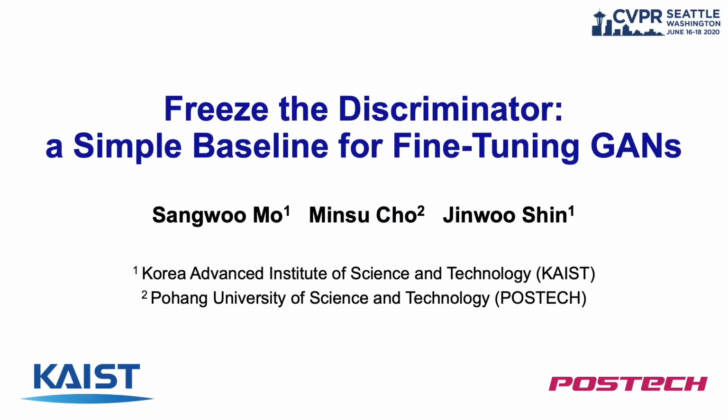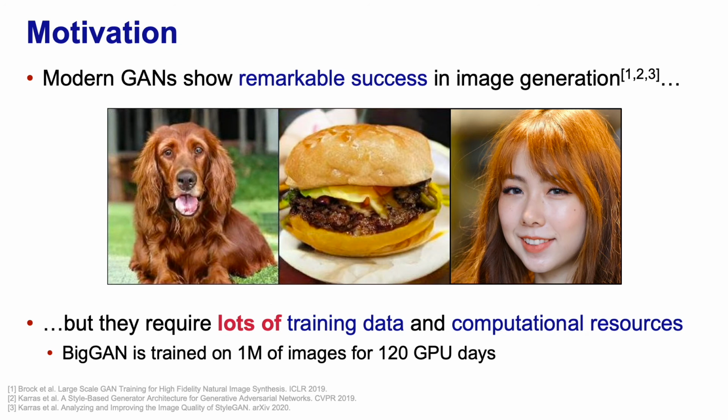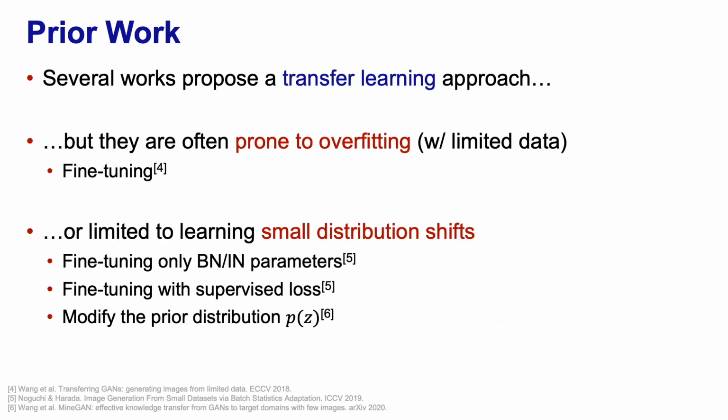Hi, I'm Sang Mo from KITE, and I'll introduce our work FreezeD for fine-tuning GANs. Modern GANs show remarkable success in image generation, but they require lots of training data and computational resources. Several works propose a transfer learning approach, but they are often prone to overfitting or limited to learning small distribution shifts.